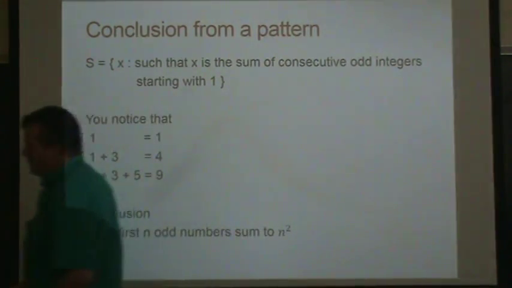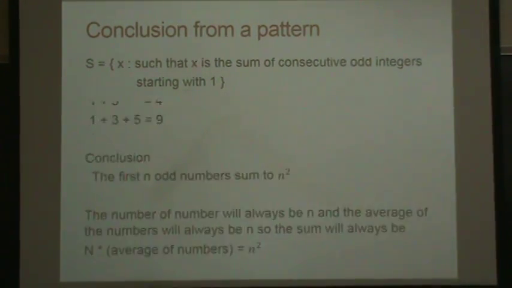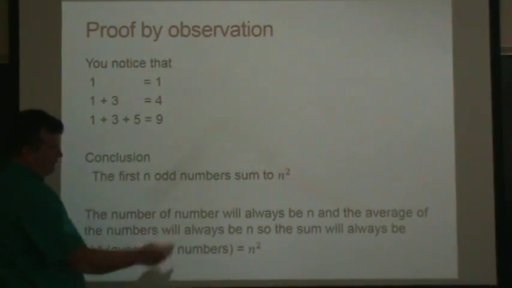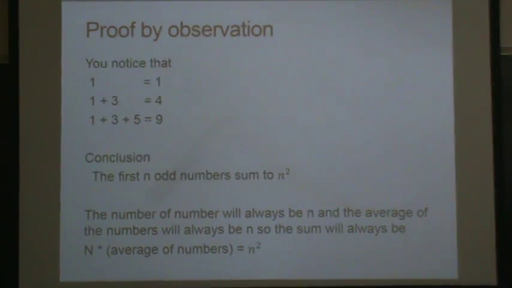So that's one observation. That's like an unofficial observation. But we'll say, yeah, the number of numbers will always be n, and the average of the numbers will always be n, so that the sum adds up to n times the average of the numbers, which is n squared.